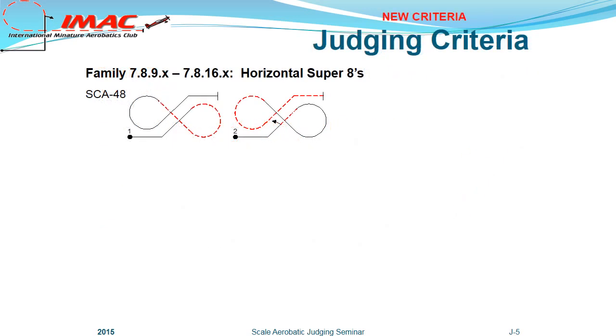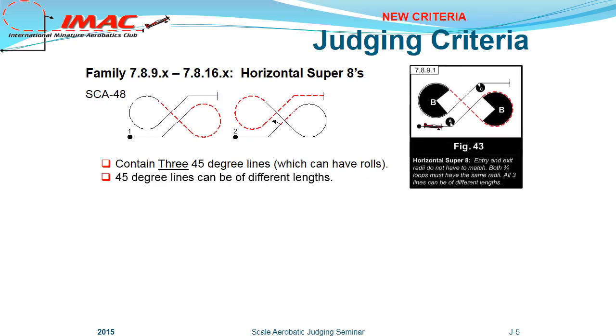The horizontal Super 8 consists of two 3/4 loops, two 1/8 loops, and three 45-degree lines. The 45-degree lines are not required to be the same length and may all have rolling elements added. This figure can be thought of as two goldfish joined with a common 45-degree line.